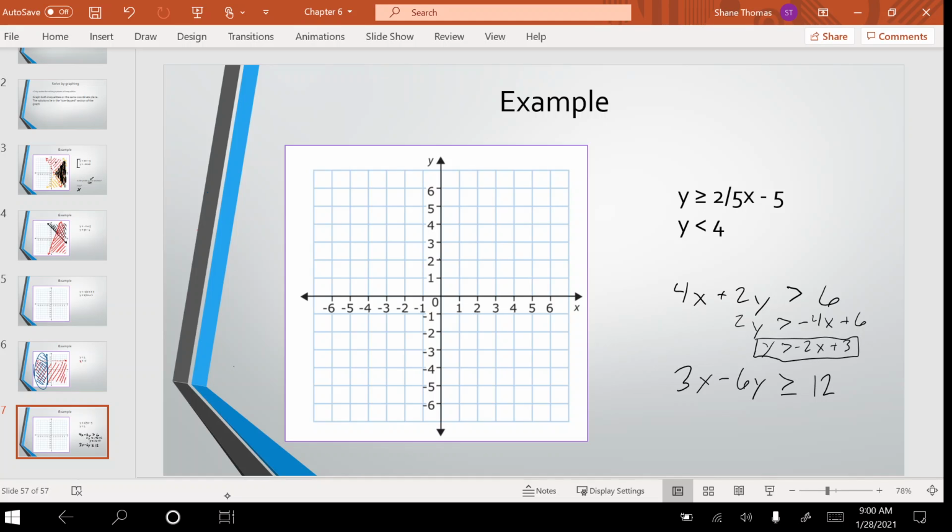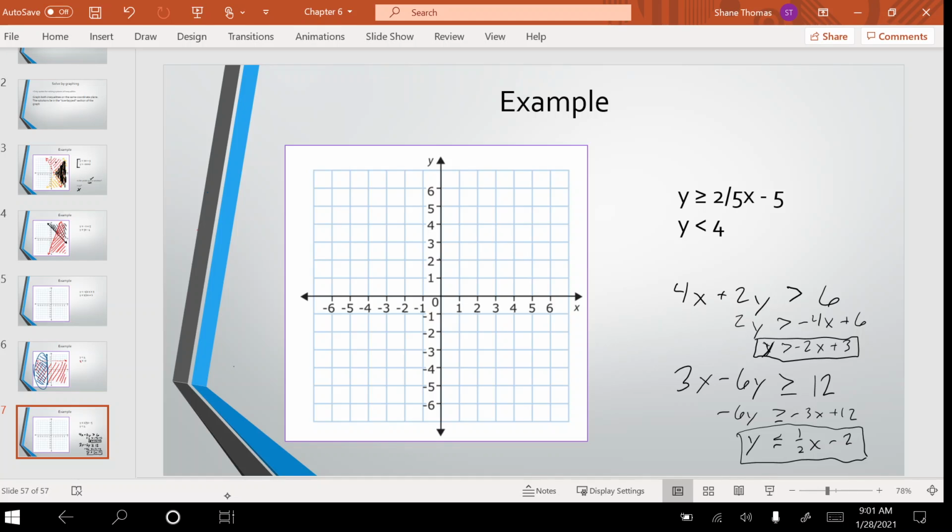So you guys all have that as your first one? Okay. Second one, I take the 3x over, so I have negative 6y is greater than or equal to negative 3x plus 12. Now what? Divide everything by negative 6. That makes that just a y. I have to flip the sign. What's negative 3 divided by negative 6? Positive 1/2. And 12 divided by negative 6 is? How about minus 2? There we go. And there would be your second inequality.